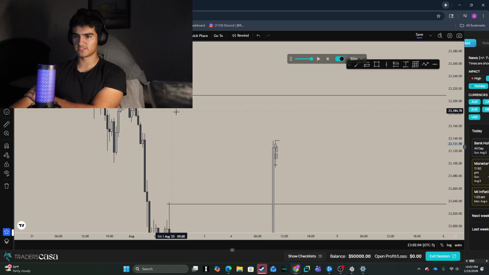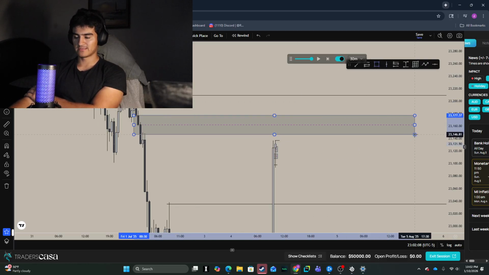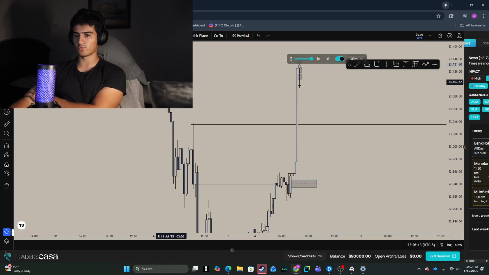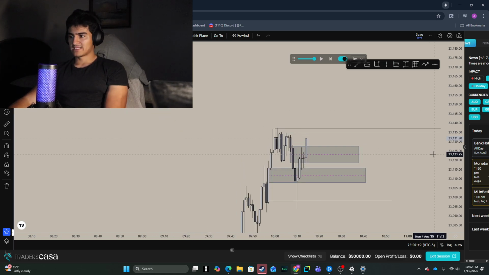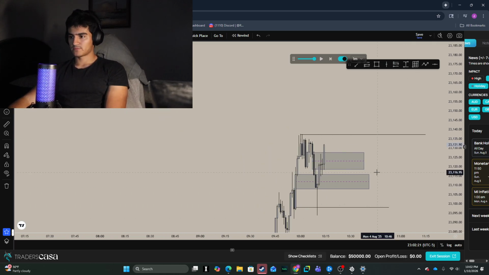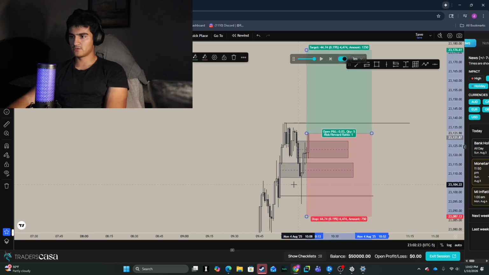What kind of worries me is this last bearish gap here. These bearish gaps are the strongest ones on this whole range down, compared to the ones up here. But let's see if we can at least get a break even on this trade. But yeah, I would have entered here.